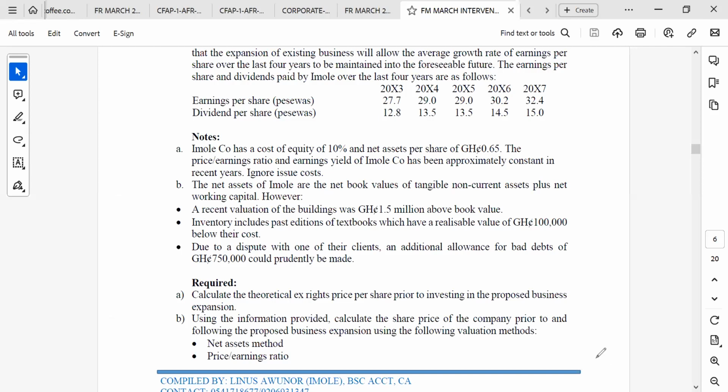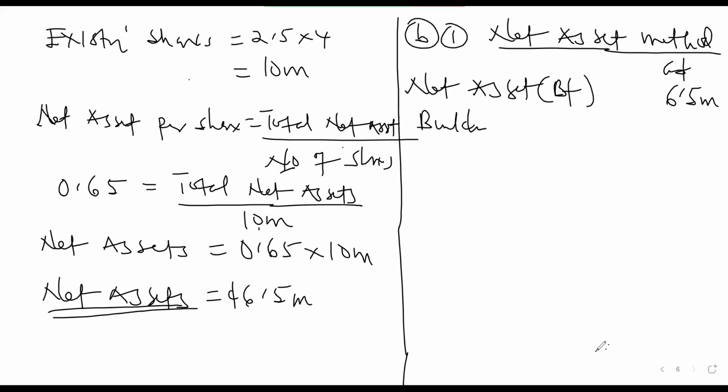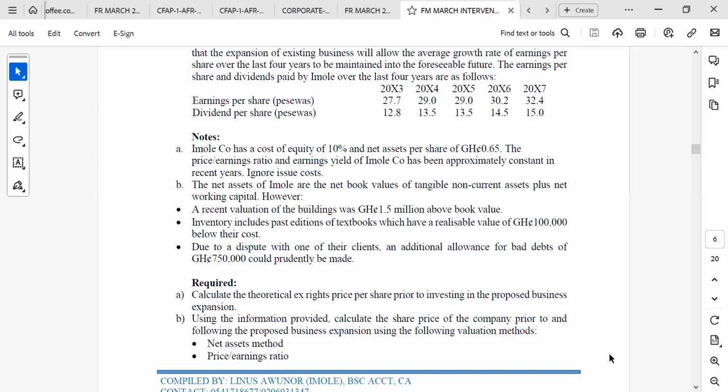So we have building of 1.5 million. The amount that we put over there is 1.5 less than the actual amount, so we go and increase it by this revaluation gain. It will not affect the profit. It's a revaluation gain, so it will go to other comprehensive income. Let's come to the next one.